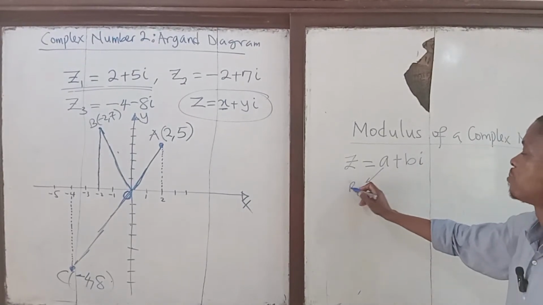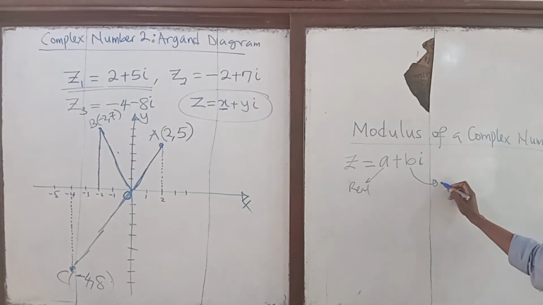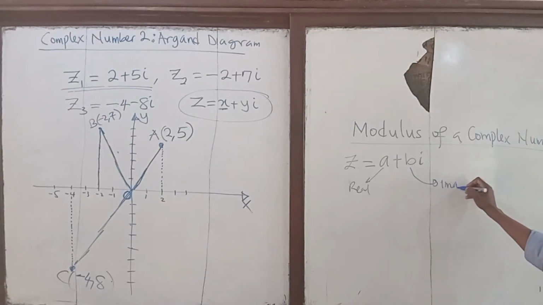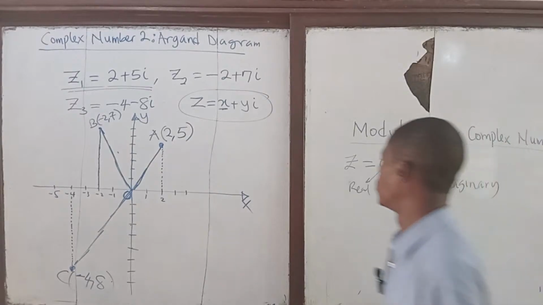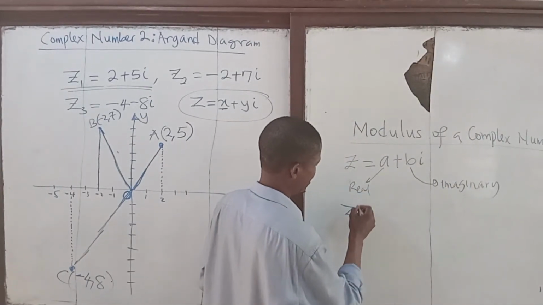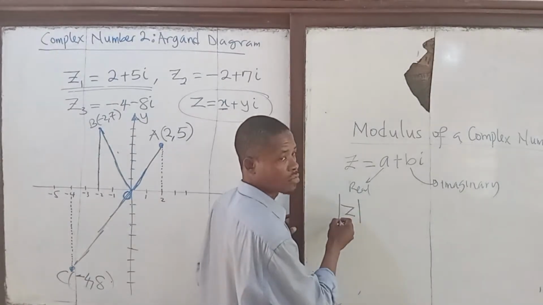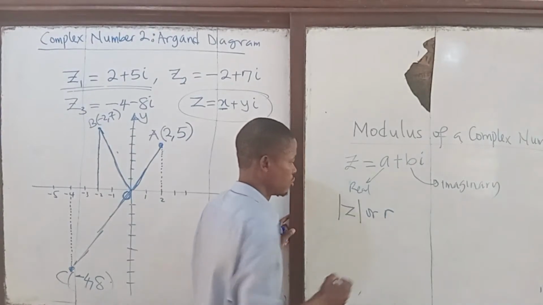This is the real part. This is the imaginary part. Okay, the one with the i is the imaginary part. Okay, so how do we get the modulus? The modulus has this symbol, or you can use r for the modulus.